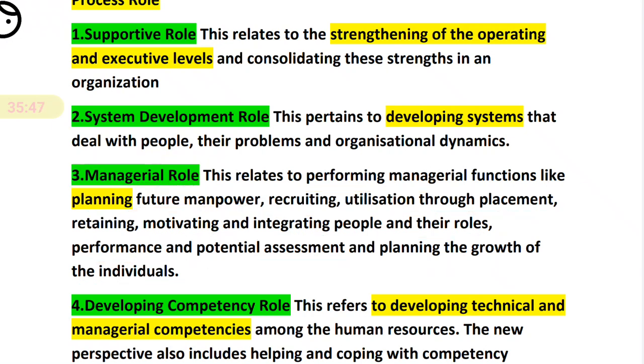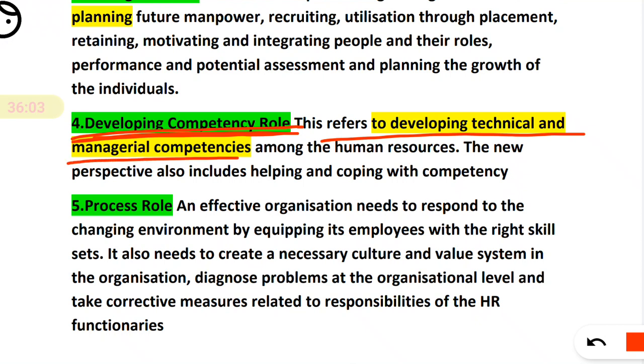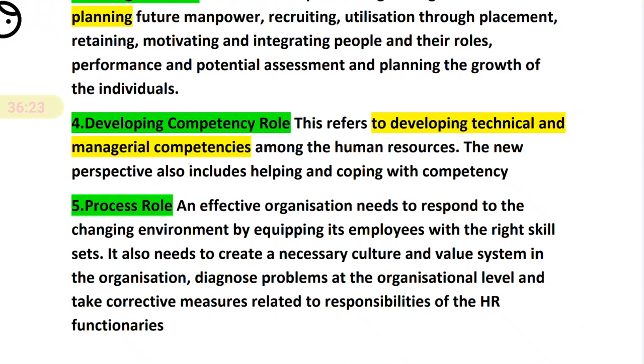Okay, next, fourth we will discuss here is the developing competency role. So we have to develop the competency, that is, HR will develop the competency among the employees. How? See, this refers to developing technical and managerial competency among the human resources. That means the technical as well as the managerial skills should be developed among the employees. Okay, the developing competency role is also the responsibility of HR.